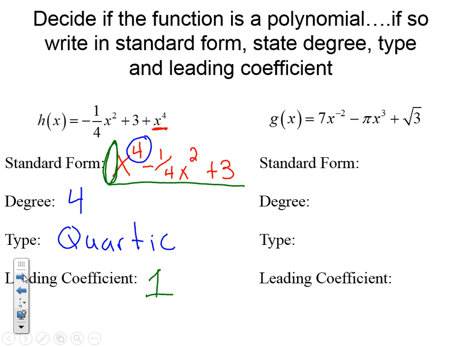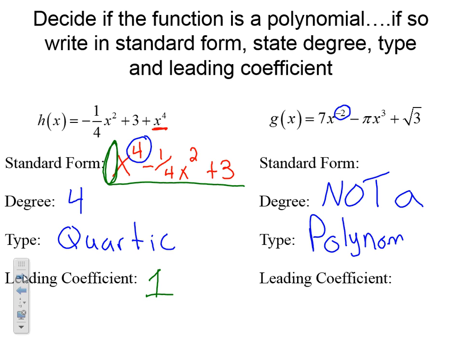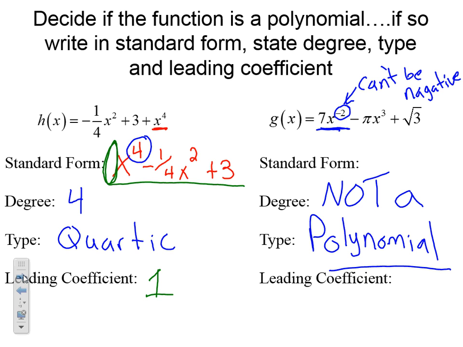All right, moving on. Second one, we want to know if this is a polynomial. That's the first thing we have to decide. So all of our exponents have to be positive whole numbers. So 1, 2, 3, 4. If we look at this, our first exponent is negative 2. So this is not a polynomial, because of this right here. Can't be negative. We cannot have negative exponents and have it be a polynomial. So this is not a polynomial.